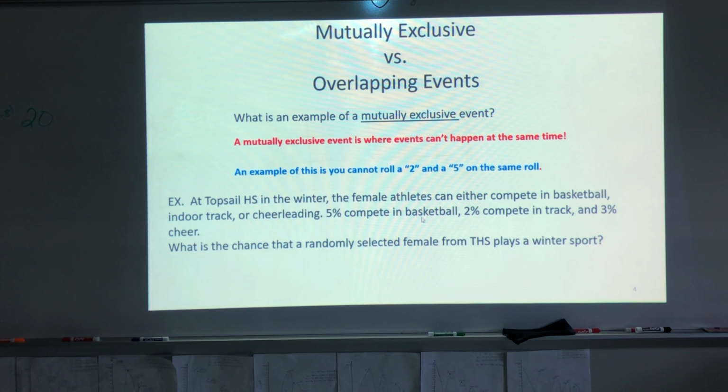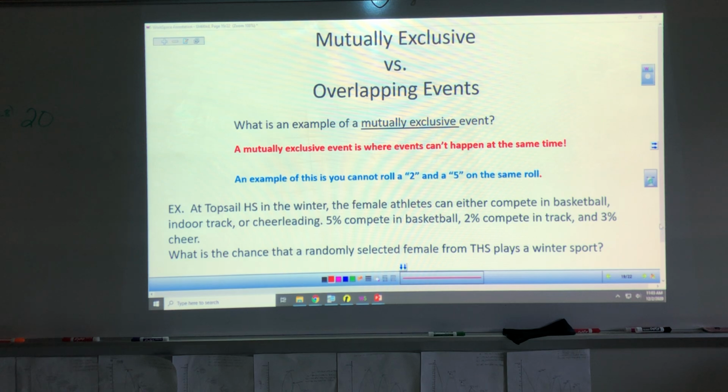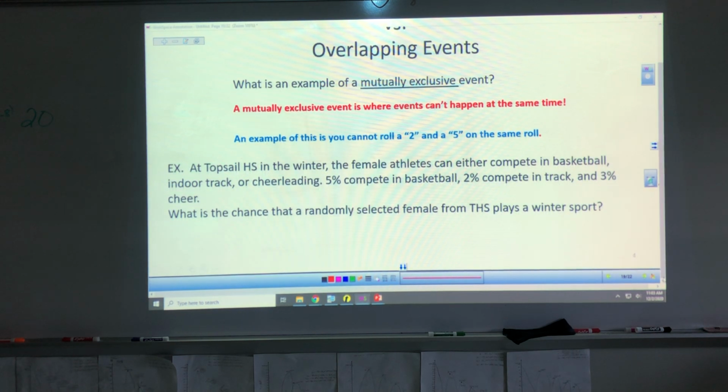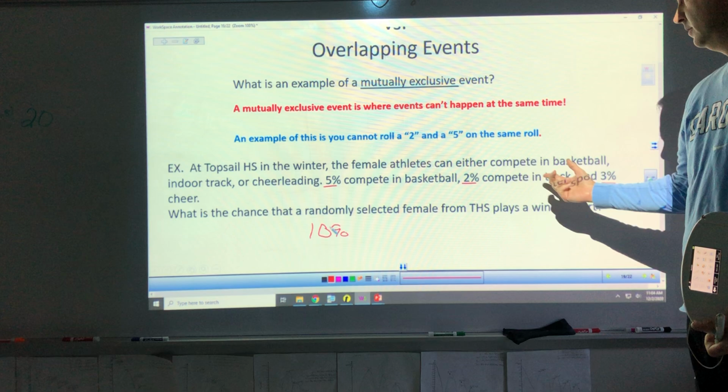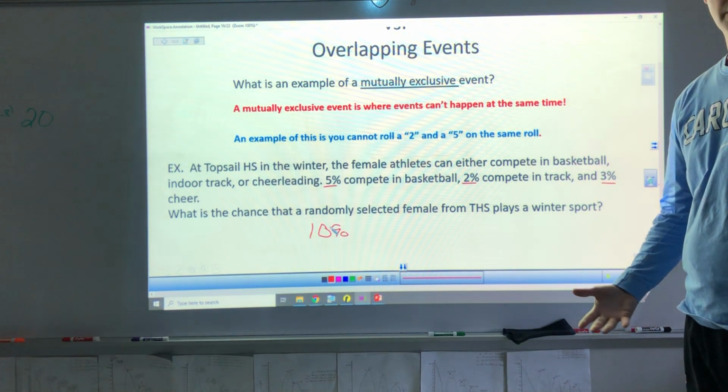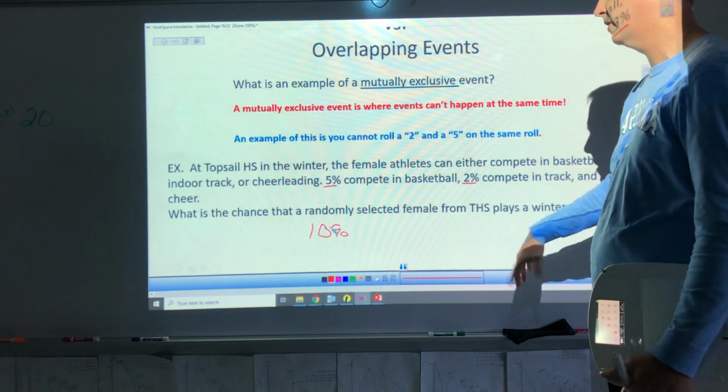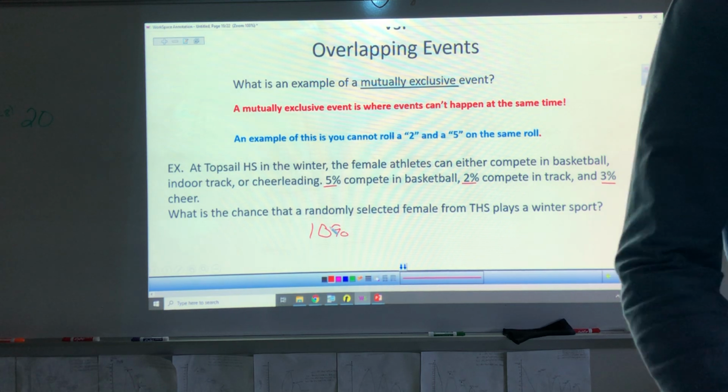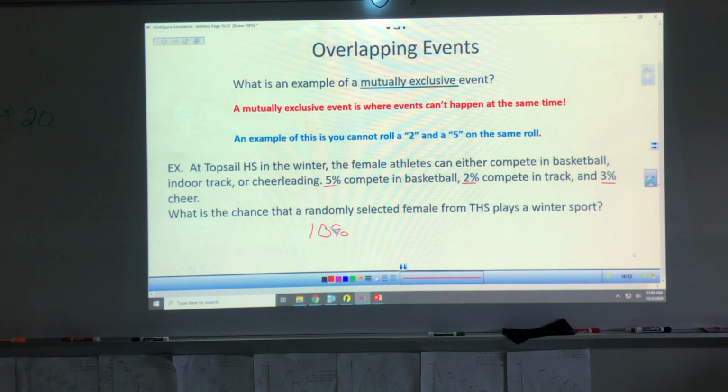So the way mutually exclusive events work is you simply add the independent pieces together. So 5 plus 2 plus 3, you have a 10% chance of pulling a female from the hall and saying, hey, do you play a winter sport? And she's either gonna say yes or no, right? She's either gonna do basketball, track, or cheer. You have a 1 in 10 chance, you have a 10% chance of pulling a female athlete playing an actual winter sport.